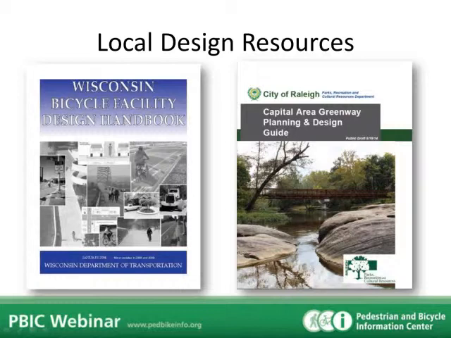Here's a couple examples. Wisconsin DOT and many state DOTs have some basic shared use path design guidance that's particular to their state. In many cases, it adds a little bit more context or detail and supplements the AASHTO Bike Guide. And then some areas, for example, the city of Raleigh, they actually developed a very detailed, specific design guide for their city and region.